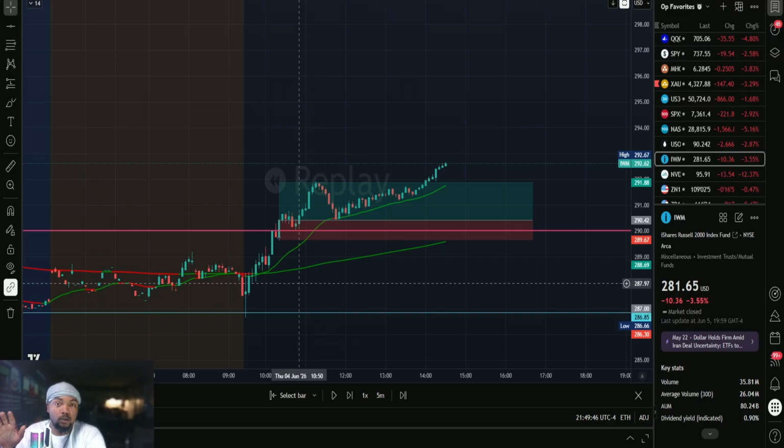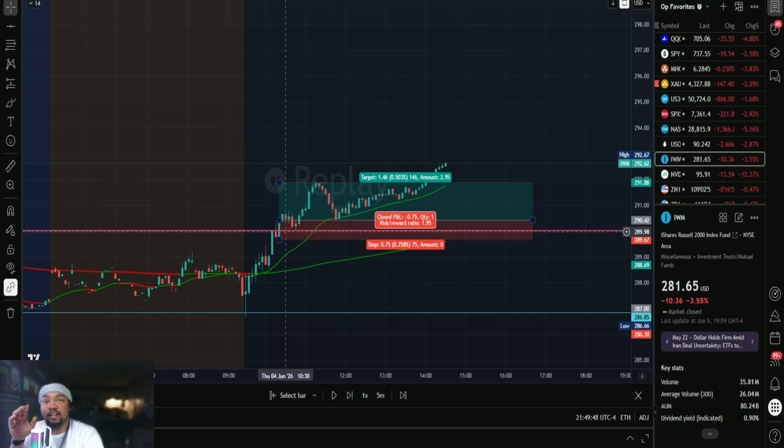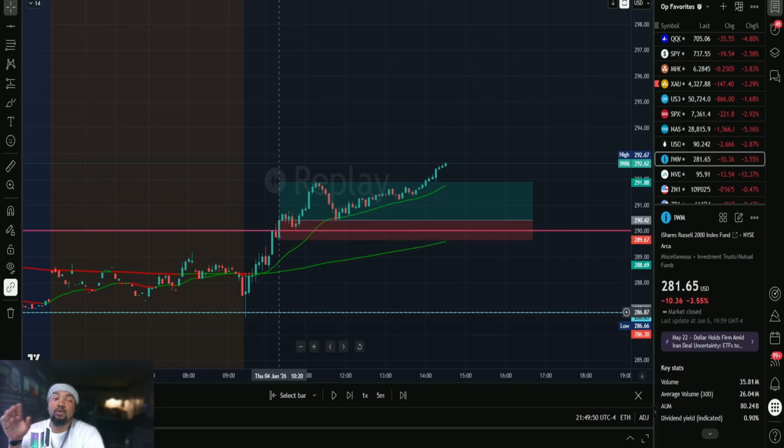I'm not gonna say it always works out. Sometimes you do get faked out. I want you to understand that. But it's very rare. And if you use this with something like level 2 and time and sales, there's a good chance that you could see where everything is without looking at the charts. You know what I'm saying?